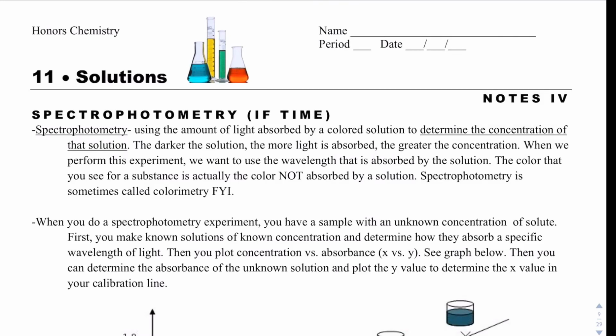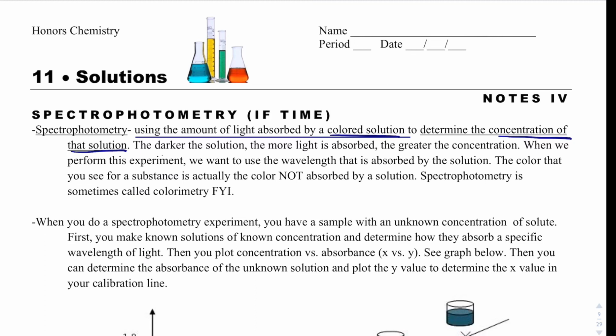In this video, we're going to go over the concept of spectrophotometry, and that is a totally weird word the first time you hear it, but it's something that we'll use a lot in chemistry and in AP chemistry and even organic chemistry. So spectrophotometry is how we can use the amount of light absorbed by a chemical, specifically a colored solution, to determine the concentration of that solution.